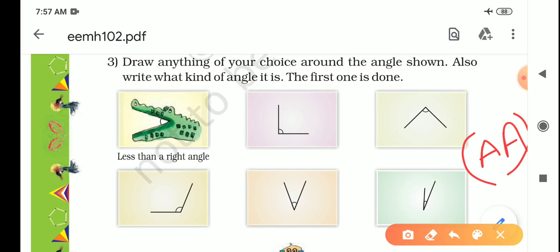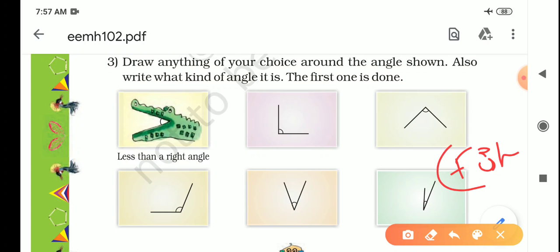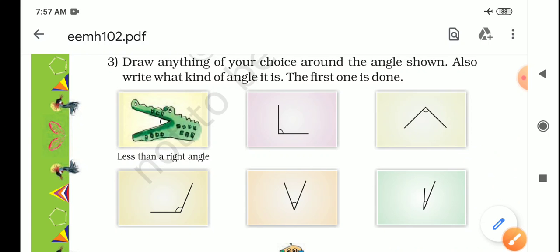And according to this, what we can draw here? We can draw a fish like this. Okay, and you have to write here fish. As I have drawn fish, I will write here fish and AA, that means acute angle. Whatever according to your choice, you can draw with the help of acute angle, that is less than 90 degree here.